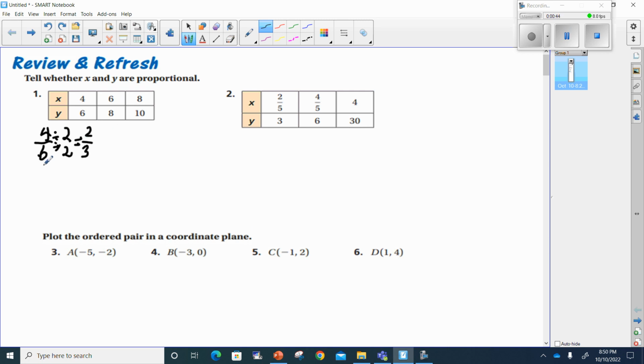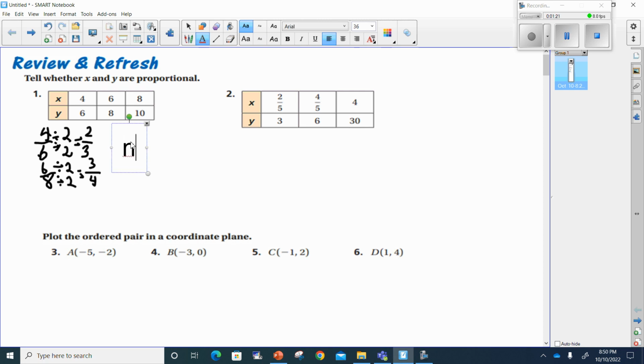If I take 6 over 8, and I divide both of these by 2, that's going to give me 3 over 4, which is not proportional. So already I know this is not proportional. I don't even need to do 8 over 10, which really would have given me 4/5. So not proportional. All right, number 2 is for you to do.